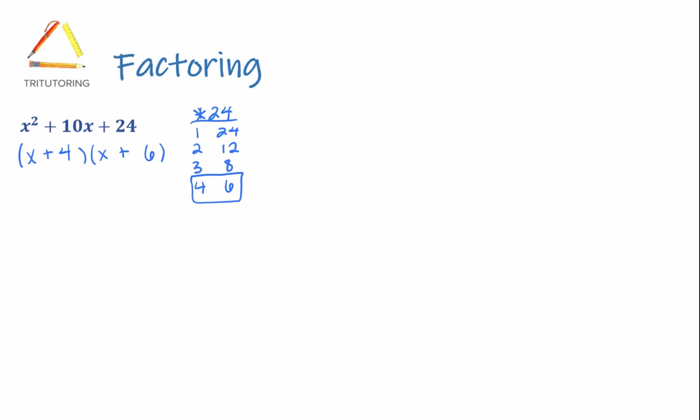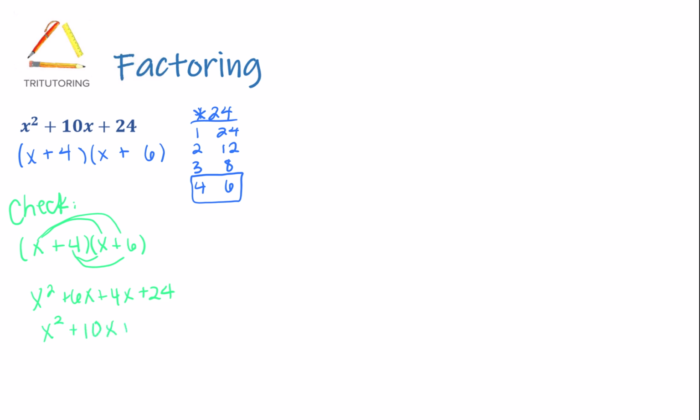Now, if you have the time to do so, you can always go through and check your answer. To check the answer, we actually do the reverse of what we just did. So instead of starting with a trinomial, I use those factors and I multiply them through. I multiply x times x to get x squared. I get 6x, 4x, and 24. And if I combine like terms in the middle, this does give me that x squared plus 10x plus 24.